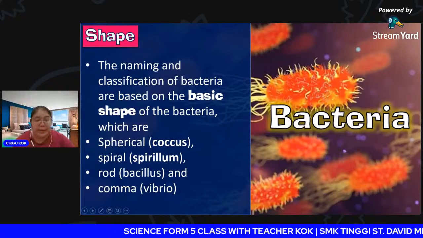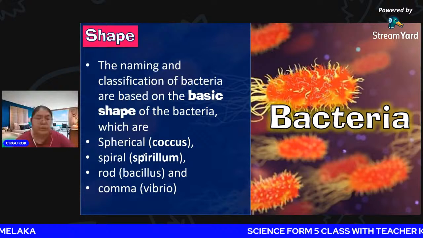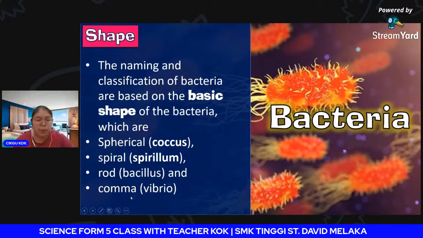Number two is spiral. Number three is rod shape, you can also say bacillus. And the last one is comma. Comma is the vibrio shape. Now we are going to see the examples for the shape.